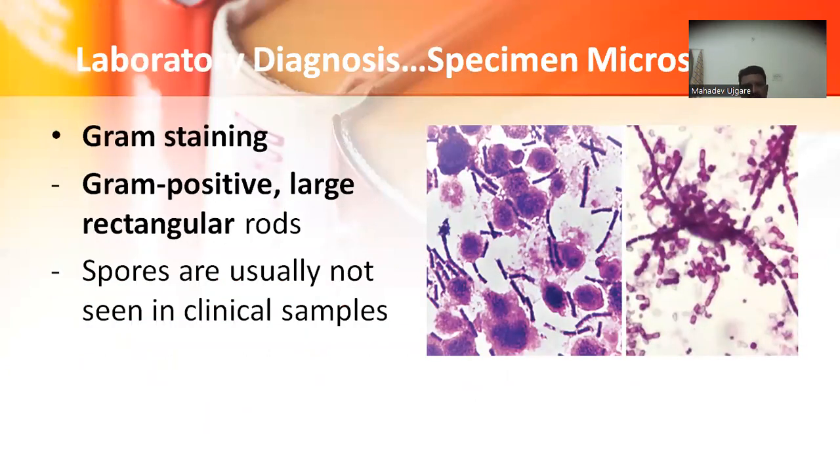Now, after collection of the specimen, diagnosis can be carried out, first by microscopy. In microscopy, we have to do Gram staining. In Gram staining, we see Gram-positive large rectangular rods without spores. Spores are not generally seen in clinical samples. They are generally seen in cultures.